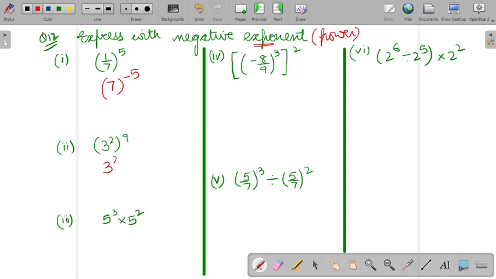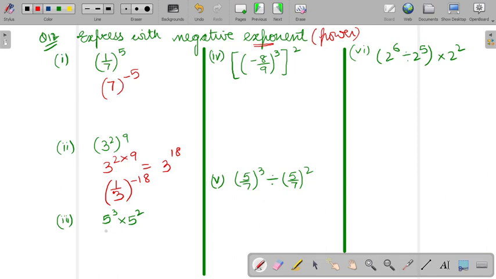So first you will solve it. 2 multiply 9. So it will be 3 power 18. Now how will you write it in a negative exponent? Change the base in reciprocal and the power will become negative.